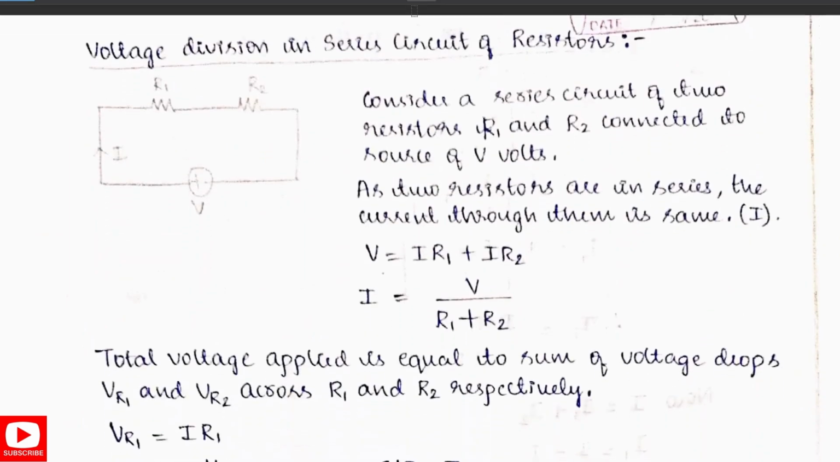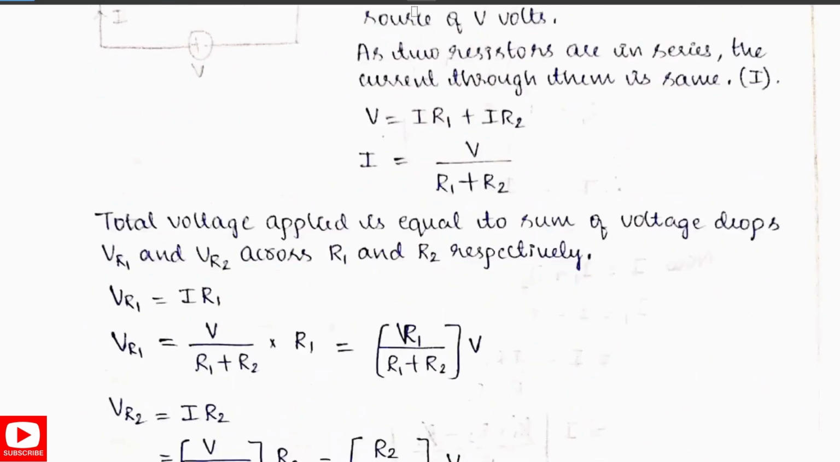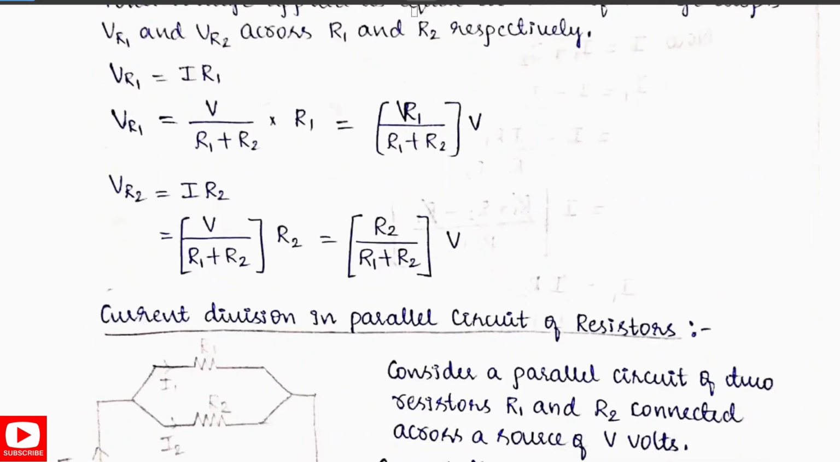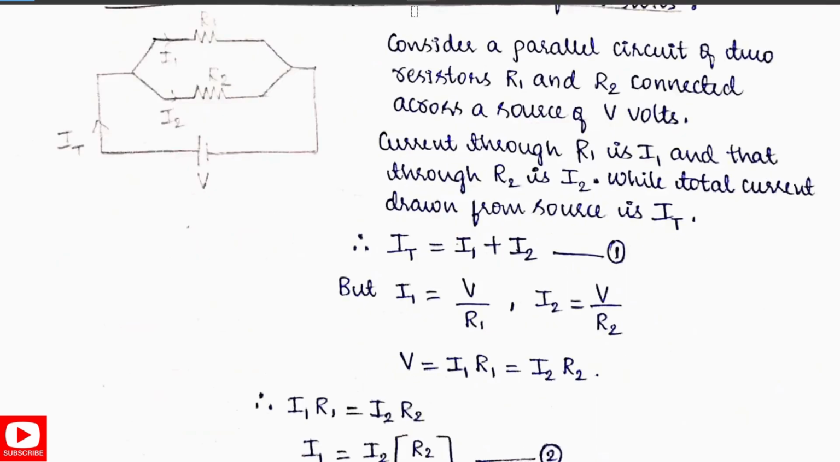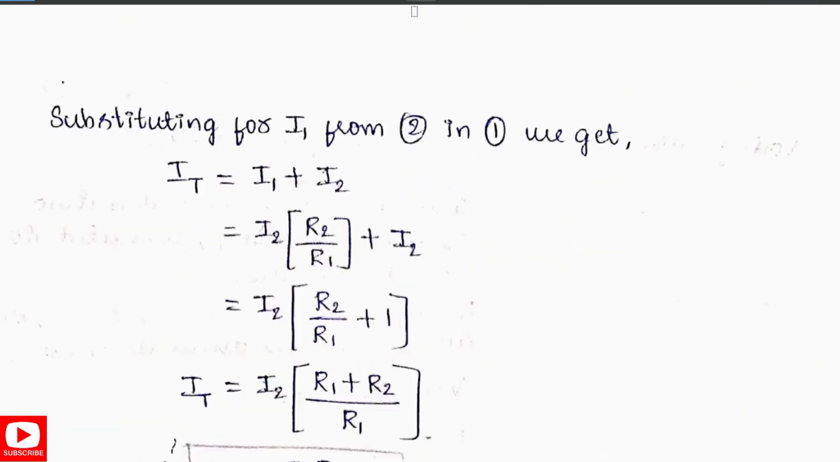Next is voltage division in a series circuit of resistances. Here we are deriving the voltage division in a series circuit of resistors. Let us consider this, and finally, on substituting VR1 is equal to I R1, we get this, and likewise VR2, for the individual resistor voltage you are finding. Then current division: how does current get divided into 2 parallel branches? Find I1 and I2. These are the 2 formulas.